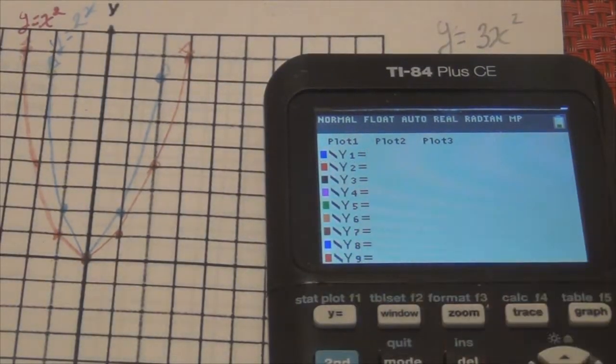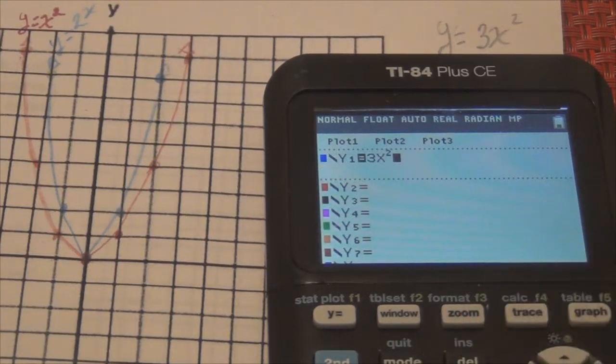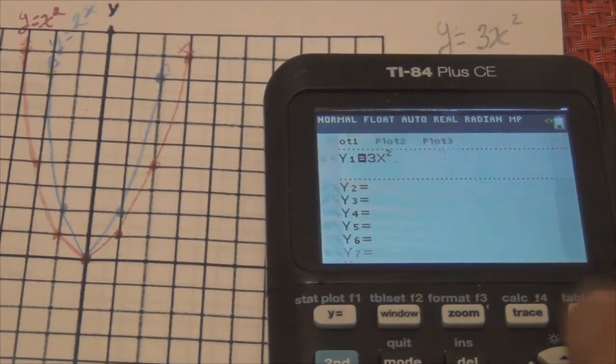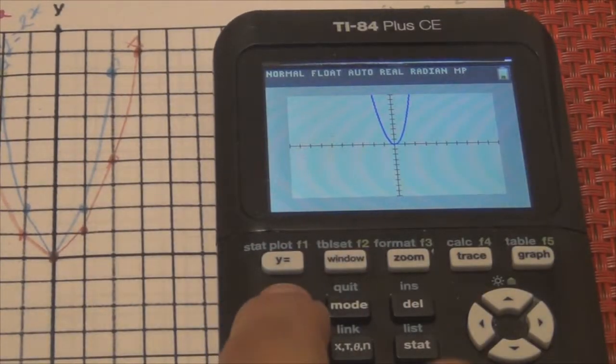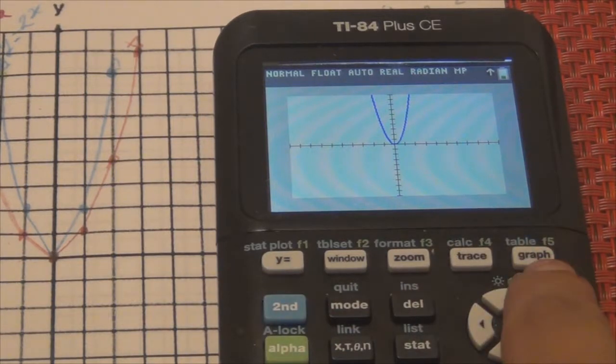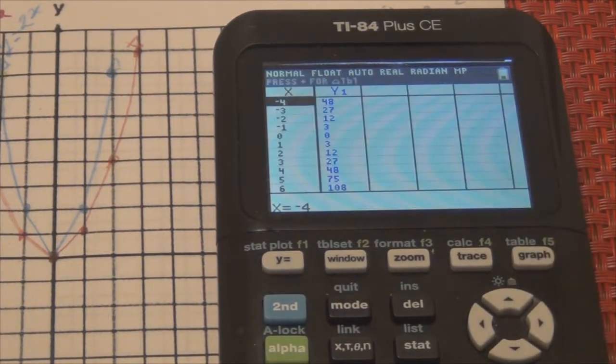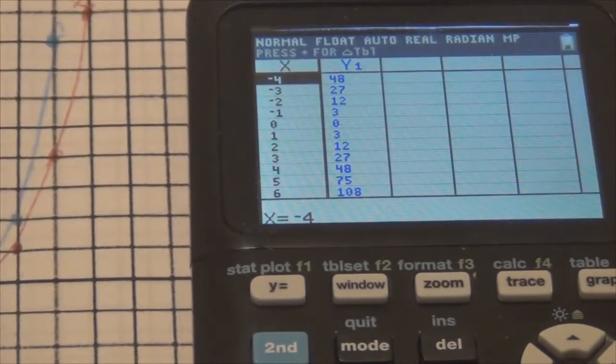I press y equals, and it's going to give me this menu. Then I am going to input my function, which is 3x squared. And now I'm going to graph. So that's what the graph should look like. But the graph itself is no good. I need a table of values. So we're going to press second, and activate everything in blue. Notice that here it says table. So I'm going to click. And there you go. There you have the values.